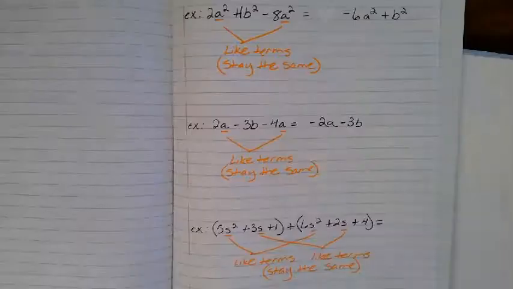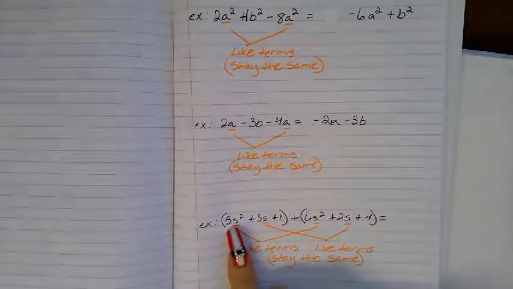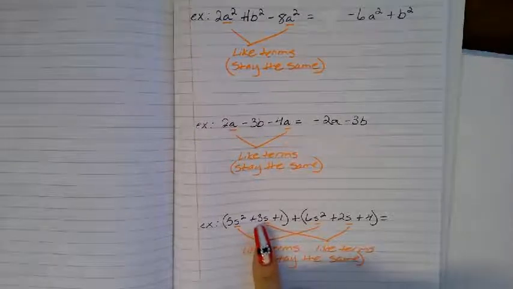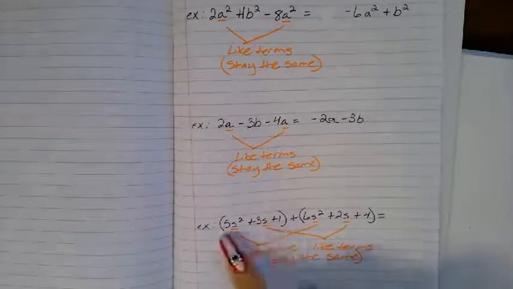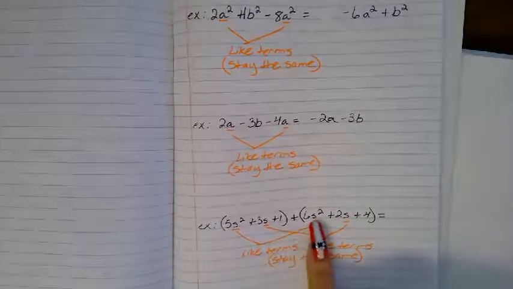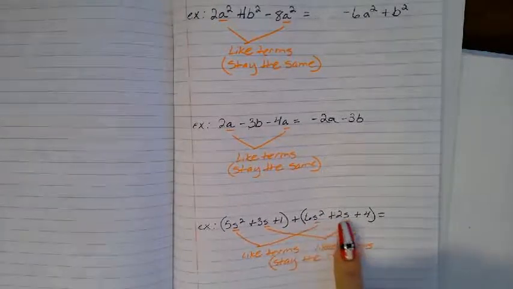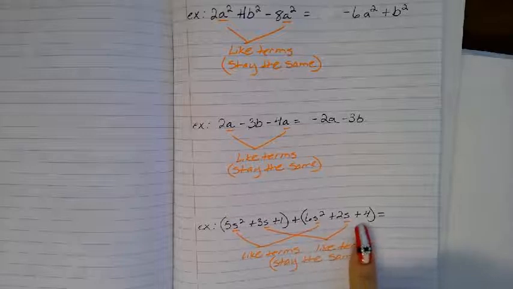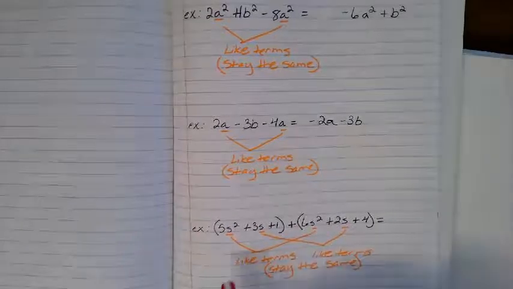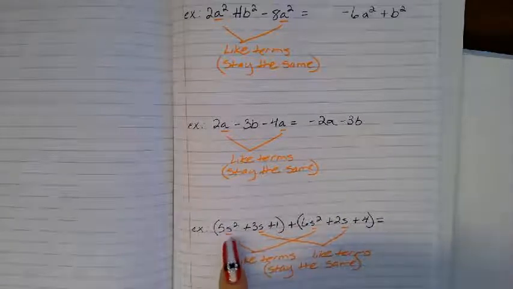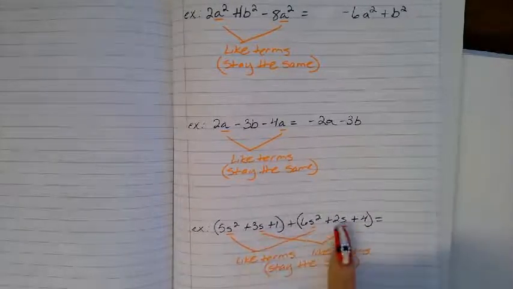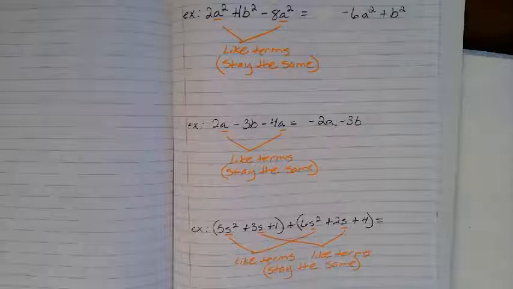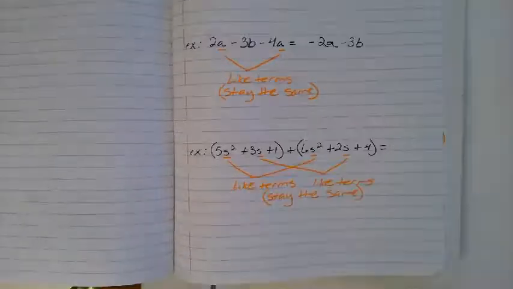Okay, we have 5s squared plus 3s plus 1, all in parentheses. They want you to add it to 6s squared plus 2s plus 4. And then I underlined our like terms, right? So we have 5s squared and 6s squared, those are like terms. And then the 3s and the 2s, those are like terms.